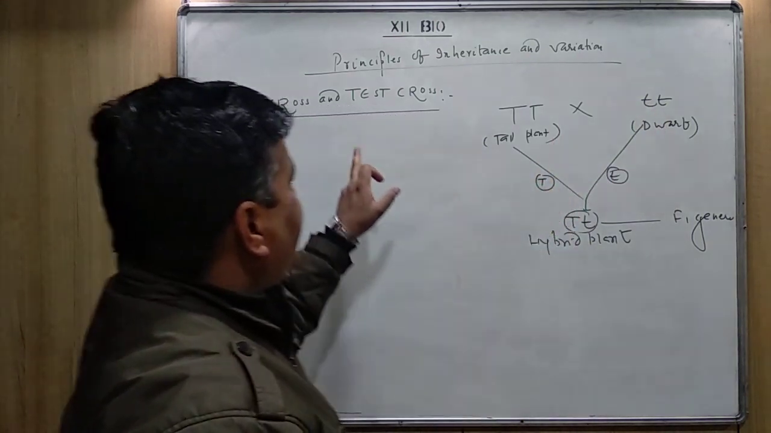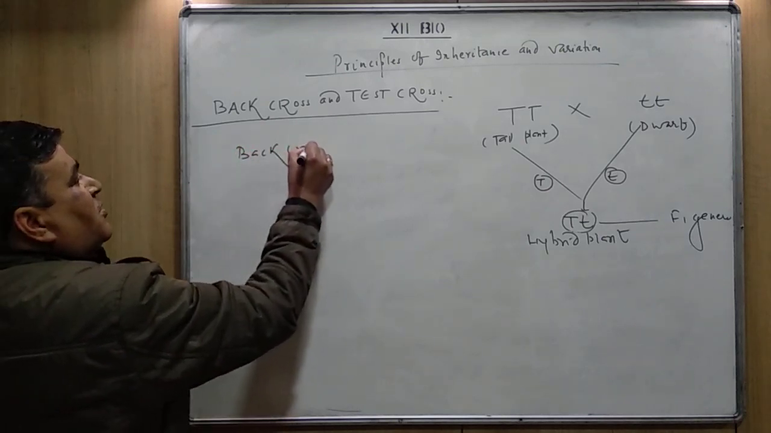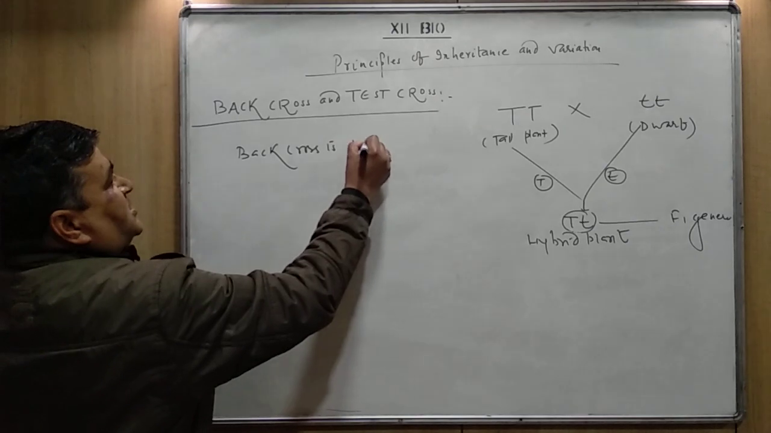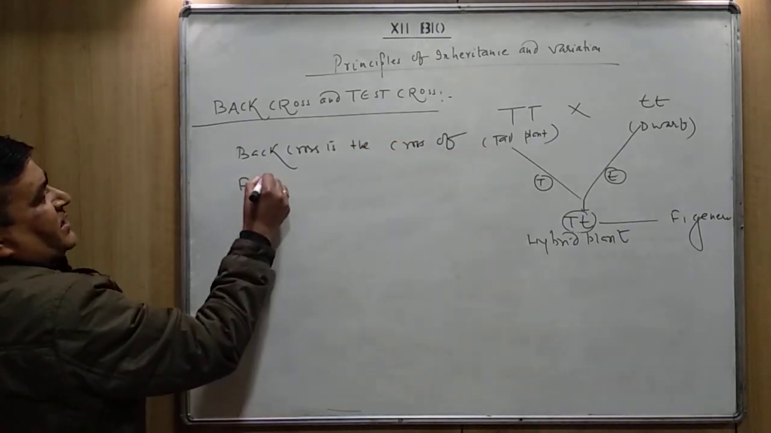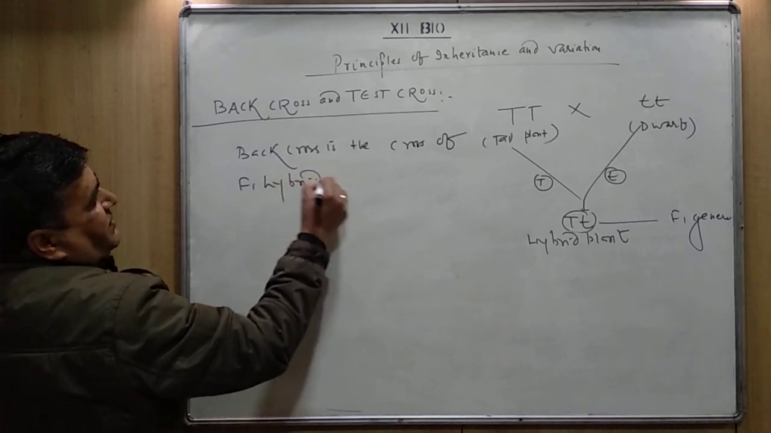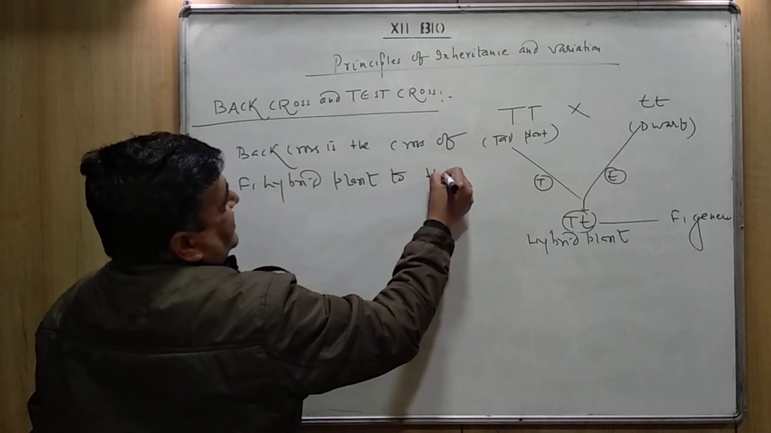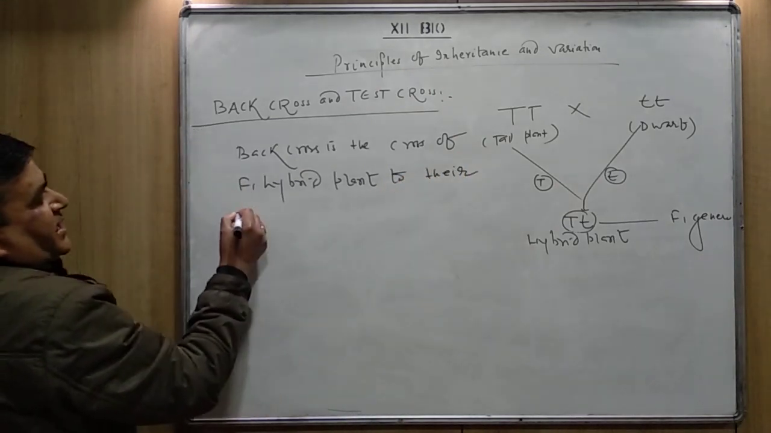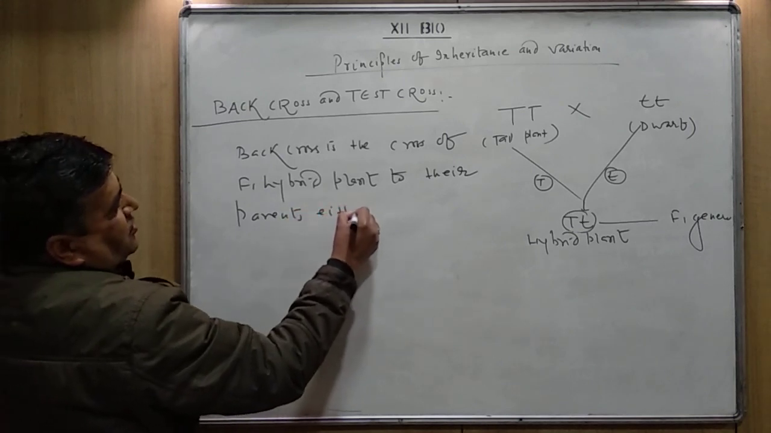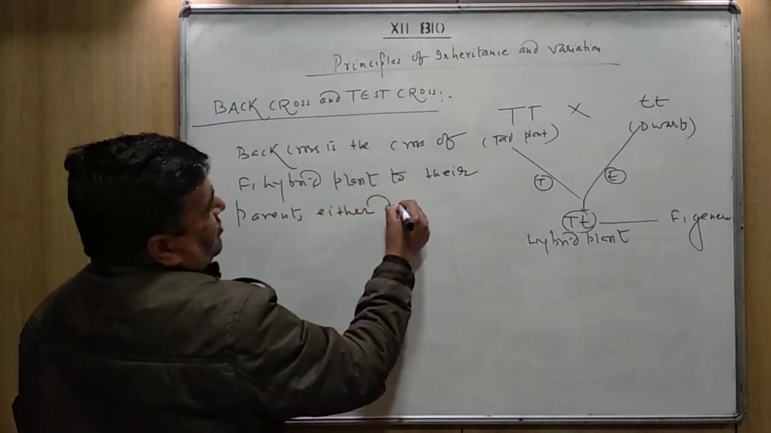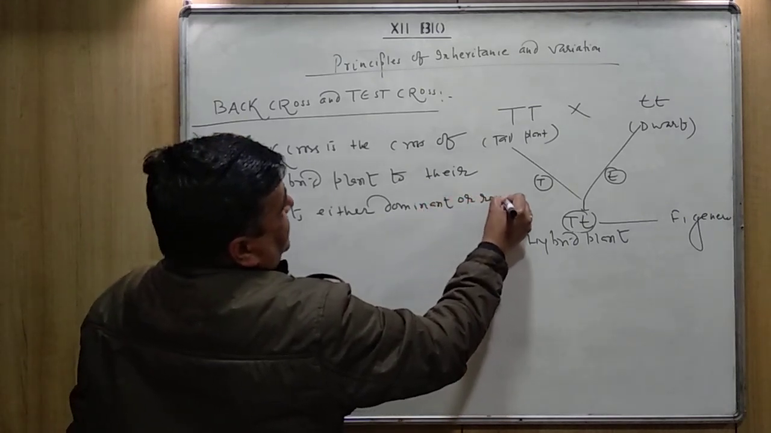So back cross, you can write here. Back cross is the cross of F1 hybrid plant to their parents, either dominant or recessive.